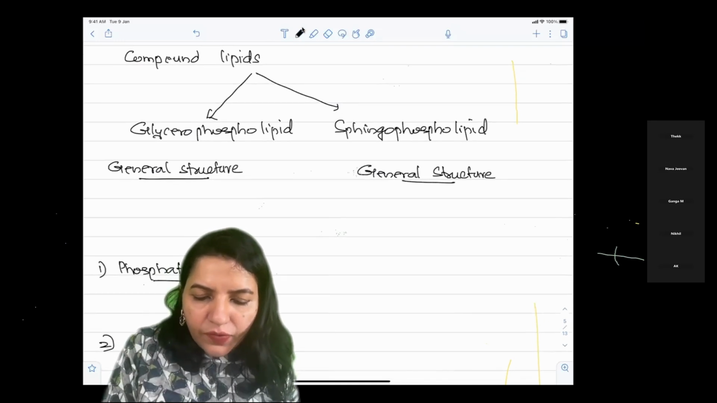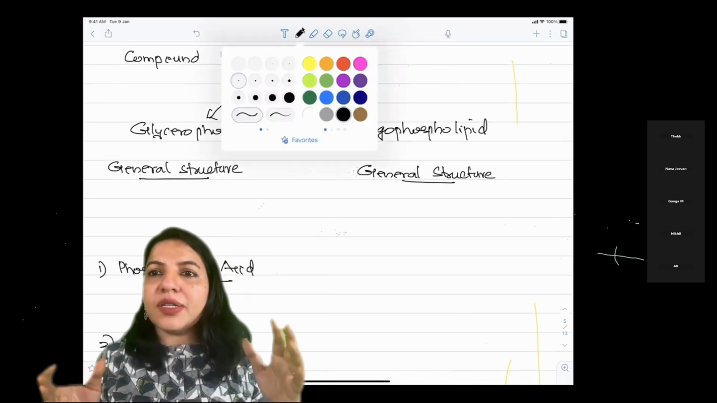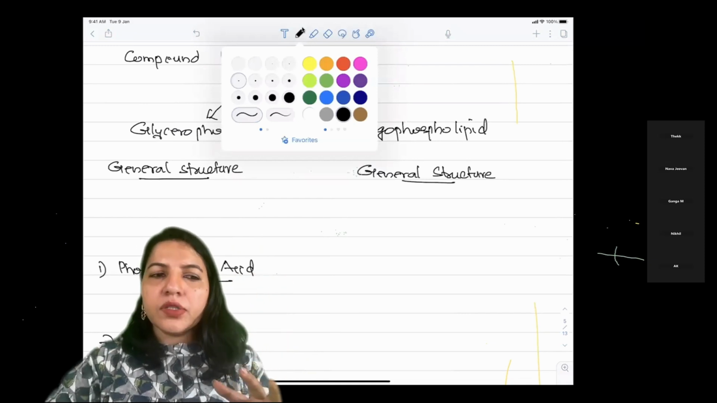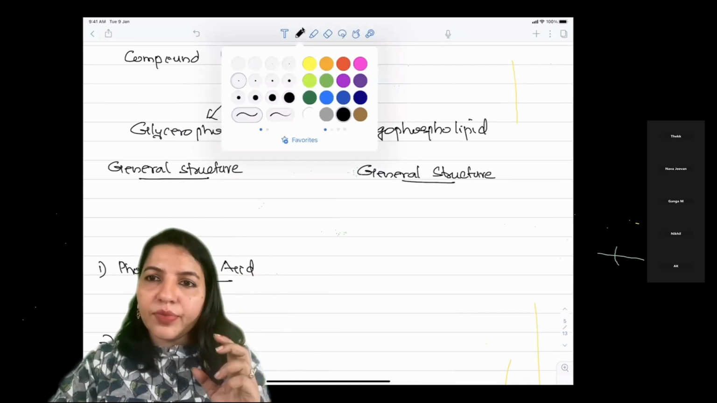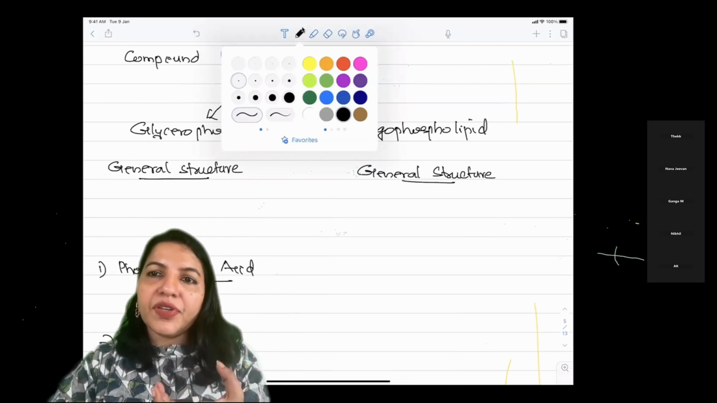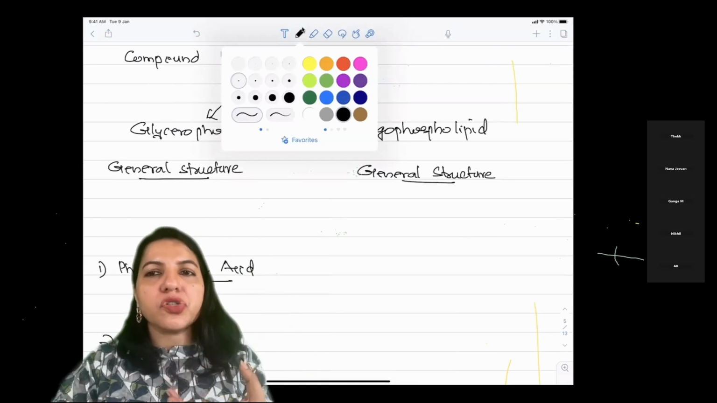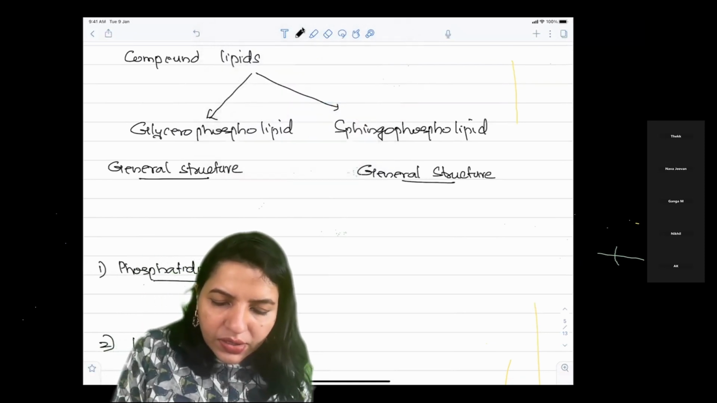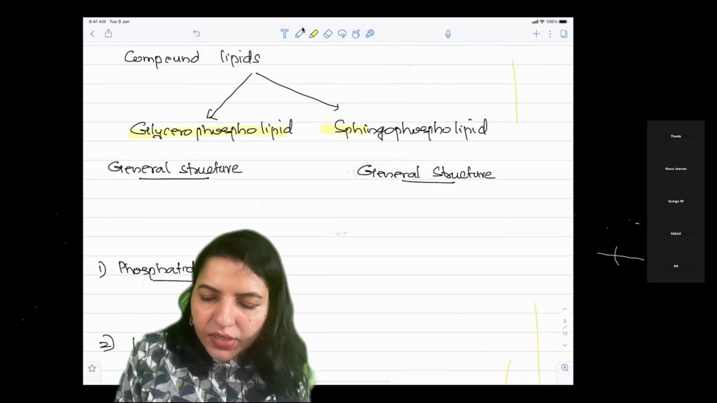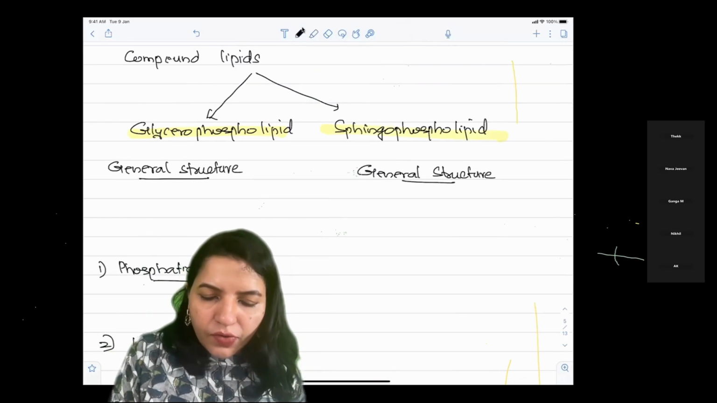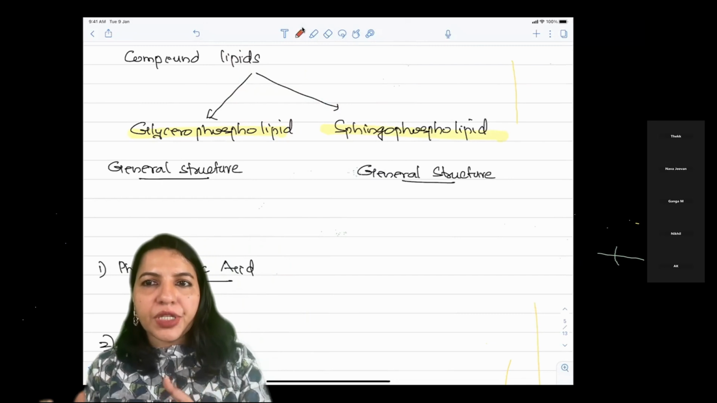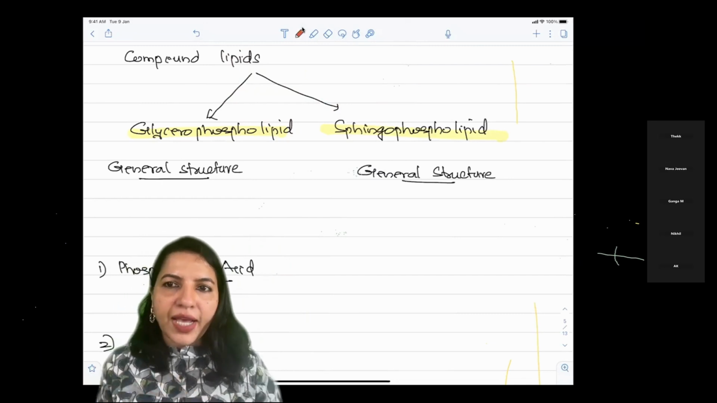There are two types of phospholipids. One is something which is having glycerol as a backbone. Number two is something which is having a kind of alcohol which is called sphingosine as the backbone. So we have two types. That is, one is glycerophospholipid. The second is sphingophospholipid. So glycerophospholipid means it has glycerol as its backbone. Sphingophospholipid means it is having sphingosine as its backbone.